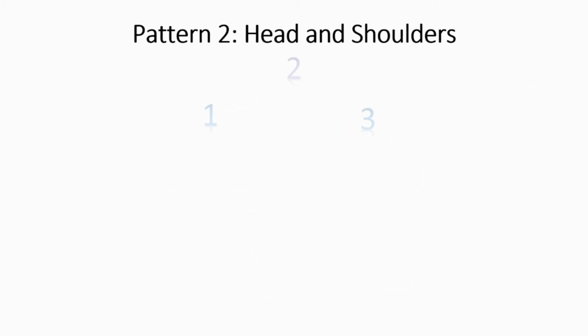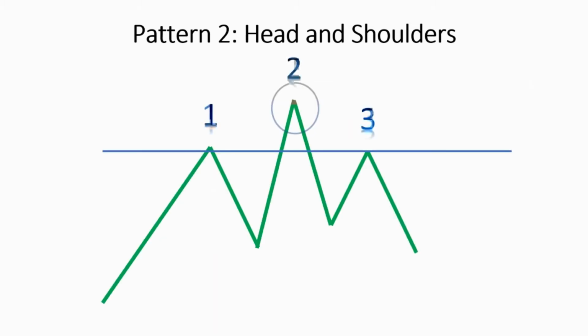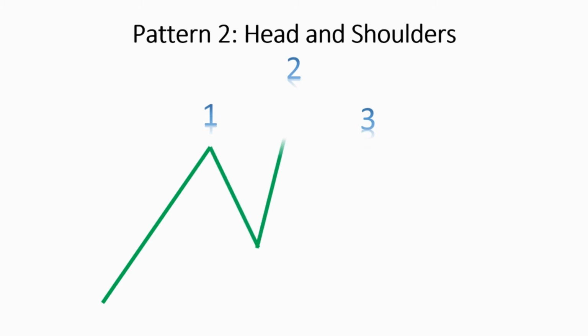Okay, so number 2 we have head and shoulders and inverse head and shoulders. So, now we have the pattern that is widely regarded by traders and analysts to be the most accurate of all reversal patterns. The pattern is signified by 3 peaks.